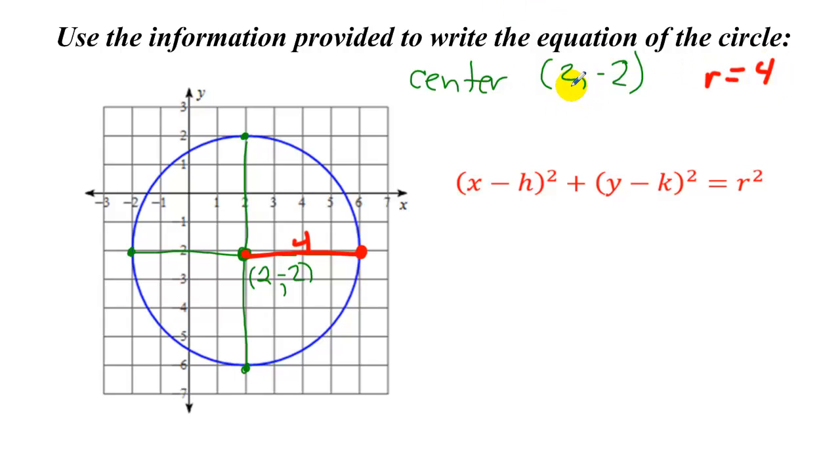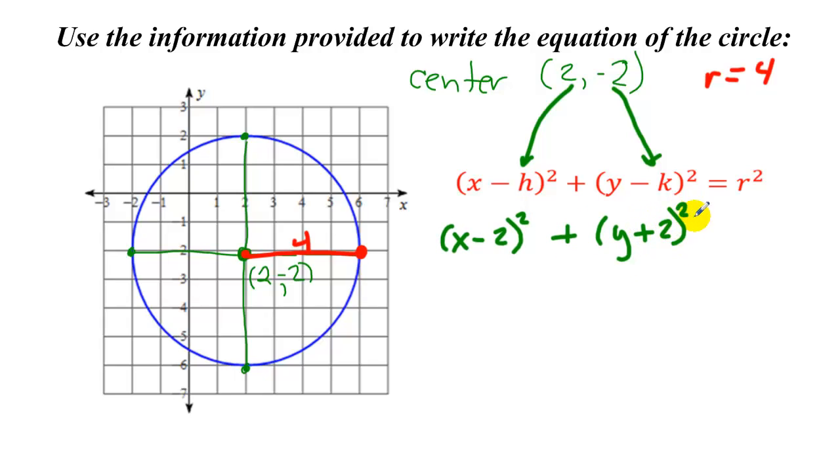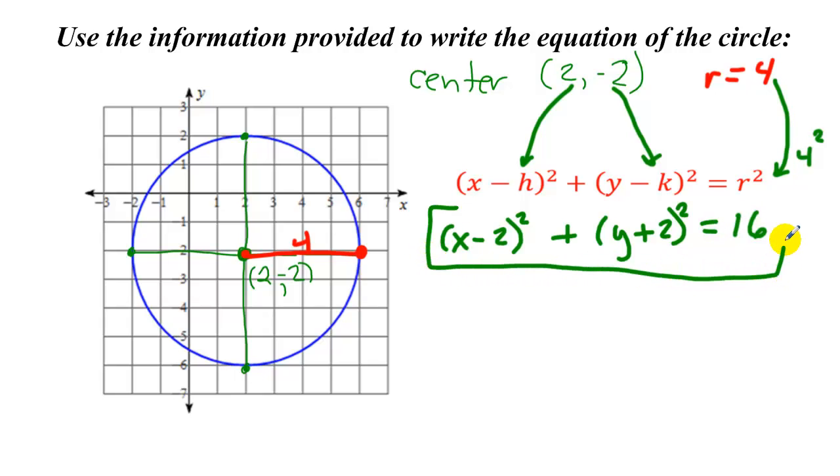Let's go back to our center. So center is 2 for h and negative 2 for k. So what does that say about this side of the equation? We're going to take x minus 2 squared. We're going to go with y minus the negative 2. That's going to be positive. Y plus 2 squared. And set that equal to our radius squared. So when we square 4, we're going to get 16. And there's our answer for this equation.